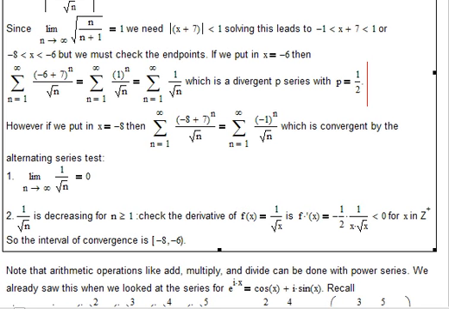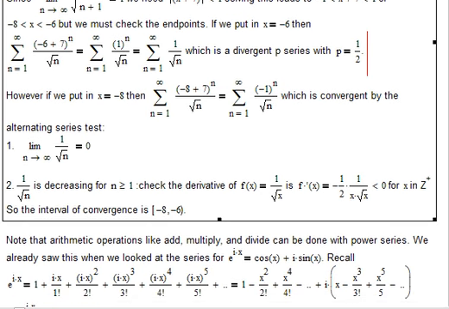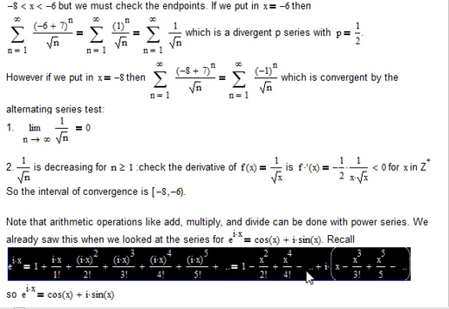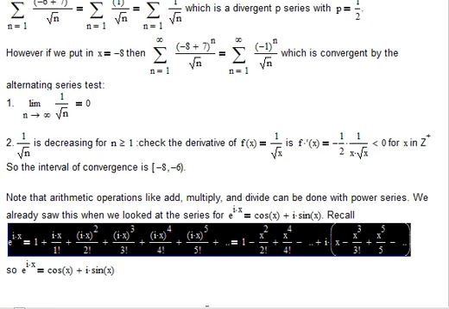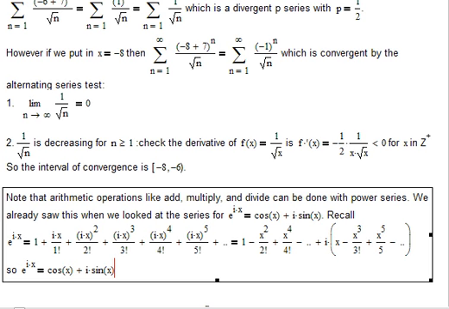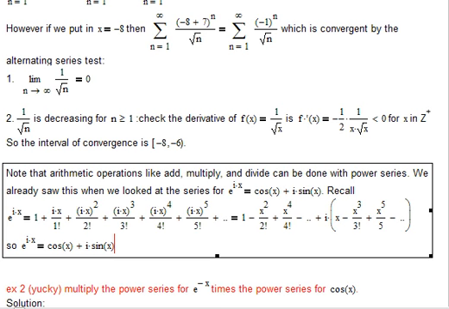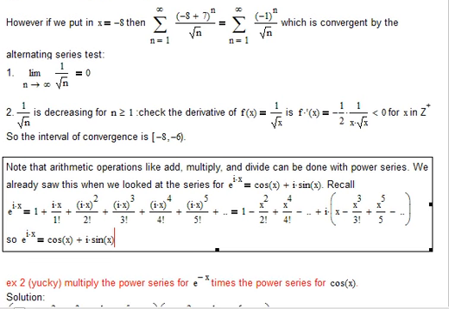Okay, so note that arithmetic operations like add, multiply, divide can be done with power series, and we already saw this when we looked at the series. Remember what a cool problem this was? e to the ix winds up being cosine of x plus i times the sine of x. I believe that was in our unit 2 somewhere along the way. And so, I'm sure we have a proof of that. So we'll look at a yucky example in the next video.